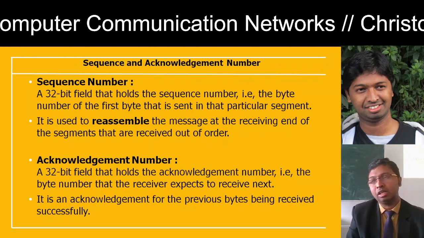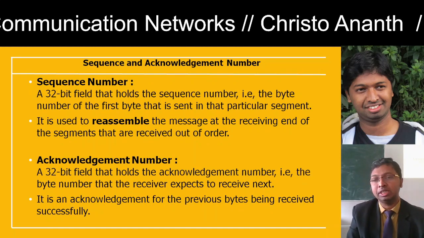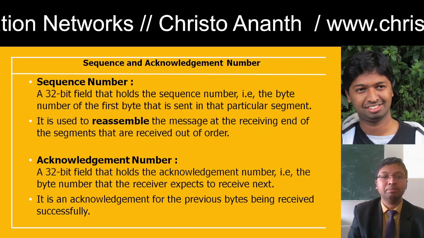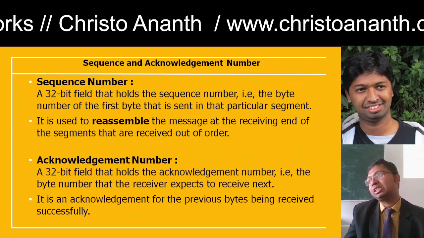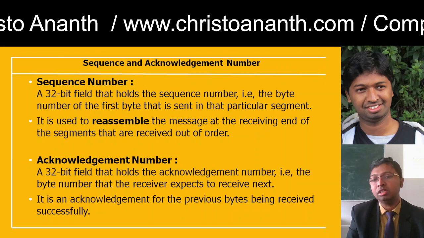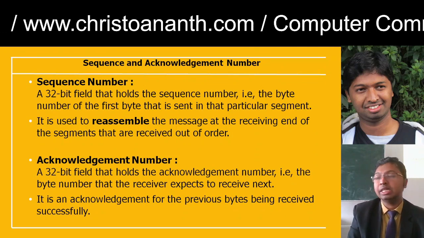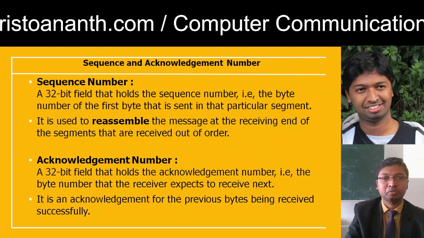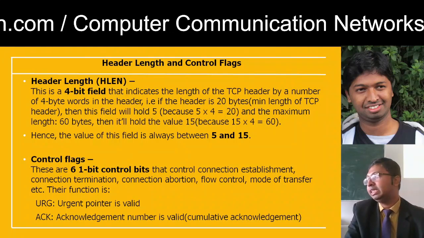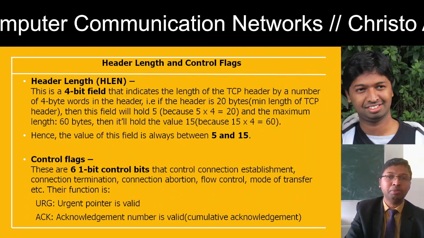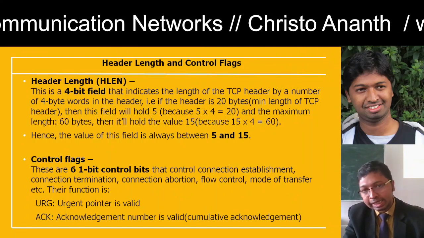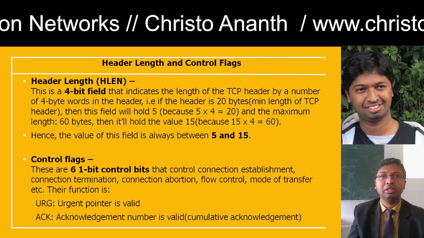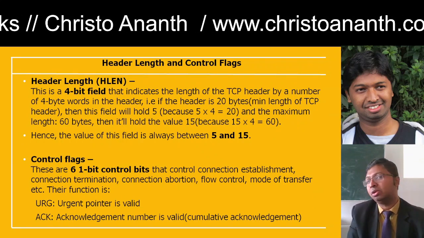And then you will have the acknowledgement number. It is a 32-bit field. This is the byte number that the receiver expects to receive next. So it's an acknowledgement for the previous bytes being received successfully. And then you will have the header length. It's a 4-bit field that holds the length of the TCP header, specified in 4-byte words.